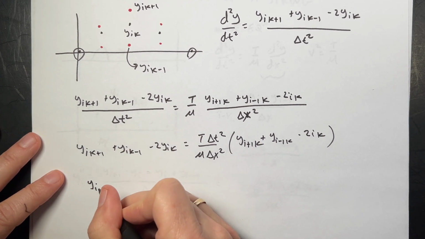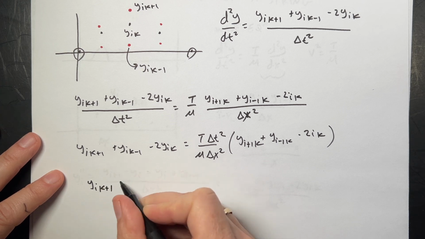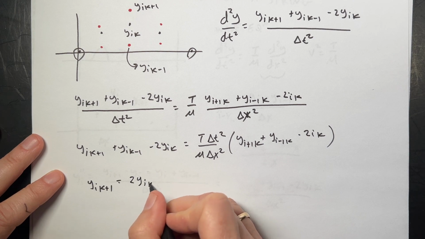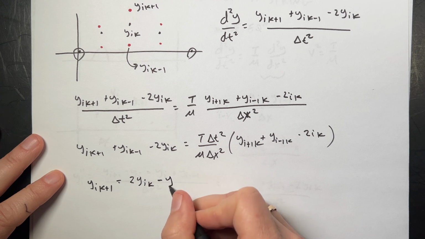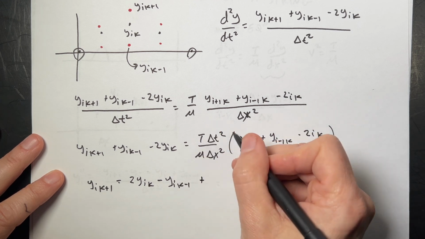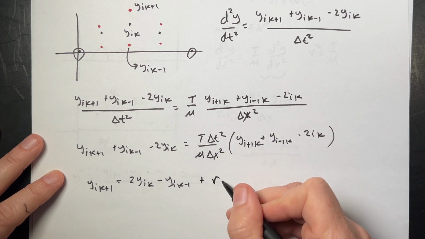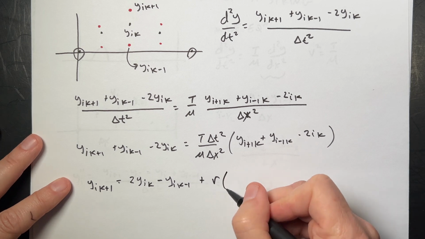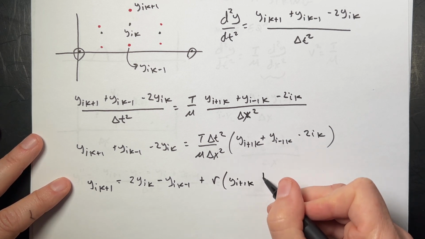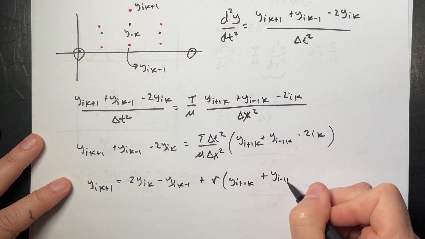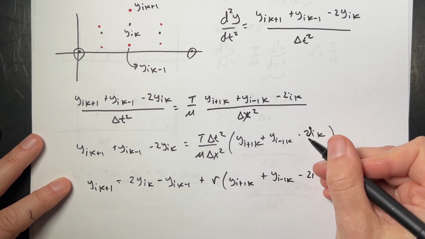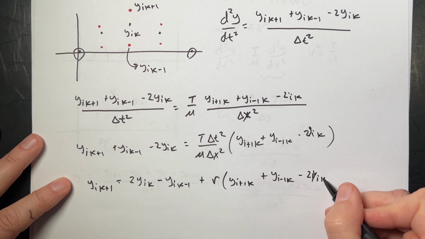y_i^(k+1) equals 2 y_i^k minus y_i^(k-1) plus, now this is where I'm going to call this r, just because I don't want to write that, r times y_(i+1)^k plus y_(i-1)^k minus 2 y_i^k.